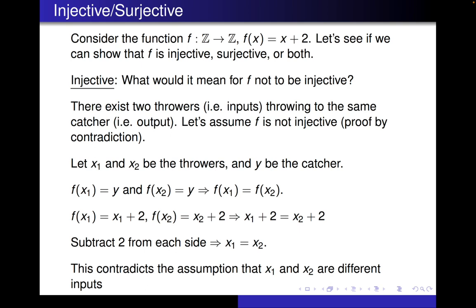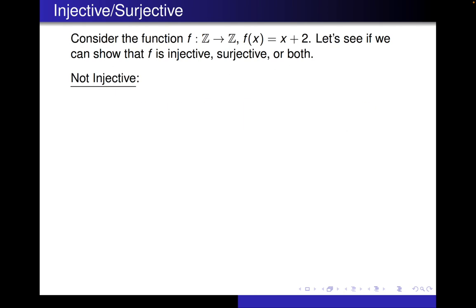We were assuming they were different inputs because we were assuming that f was not injective. That means that's a contradiction, and so f is injective. Now, there is one other way of looking at proving that it's injective or surjective. And it's going to end up with the same looking proof, but looked at from a different point of view.